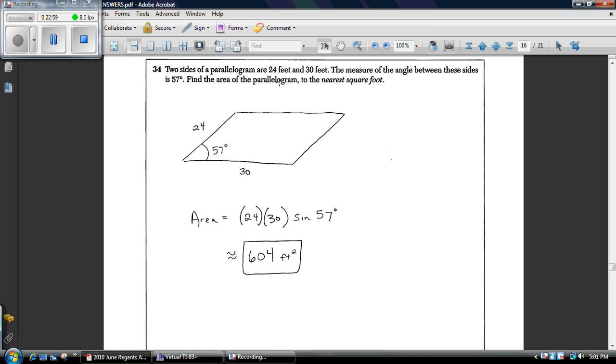Two sides of a parallelogram are 24 and 30. First thing you've got to do is draw a picture. The measure of the angle between the two sides is 57. Find the area. This is a formula you must remember. It's on your reference sheet. It's the area of a triangle, but there are two congruent triangles that create a parallelogram. So instead of doing a half times 24 times 30 times sine 57, you just do 24 times 30 times sine 57. Take out that half when you're trying to find the area of a parallelogram, because there are two of them, and two halves make a whole.